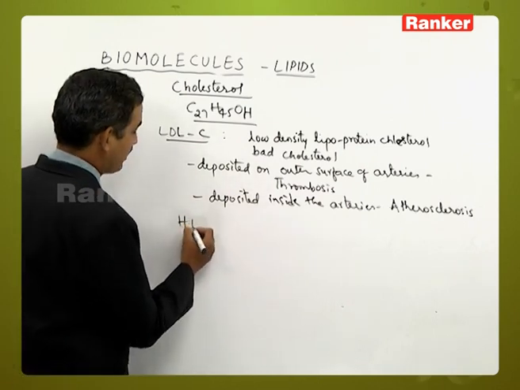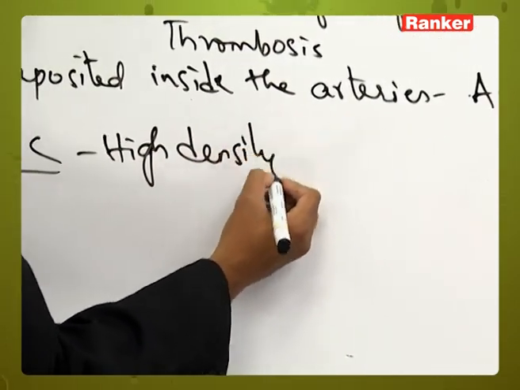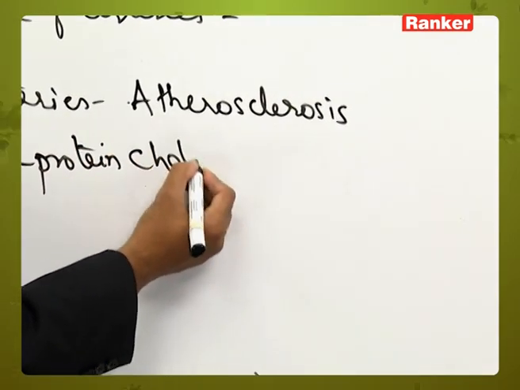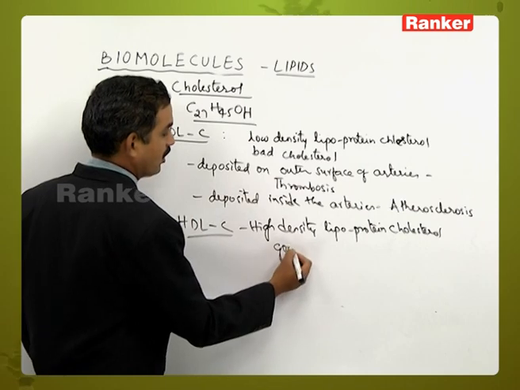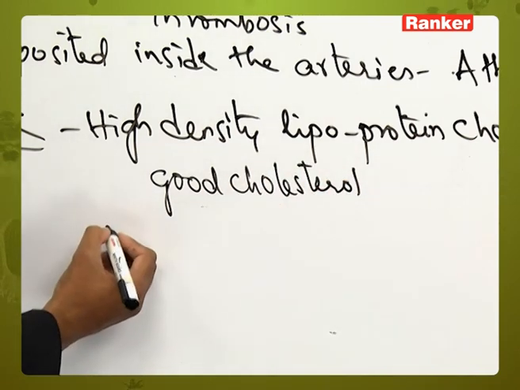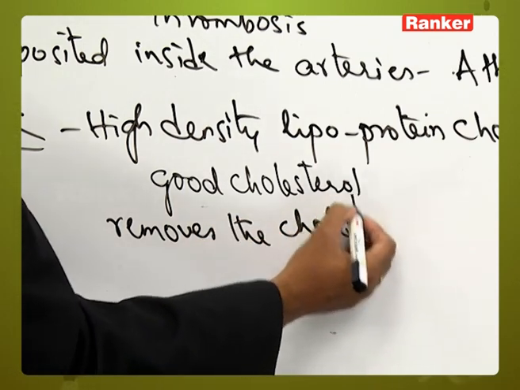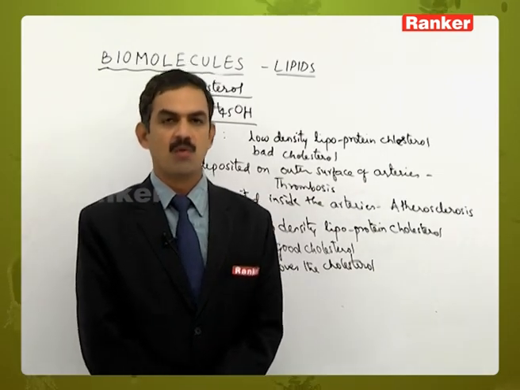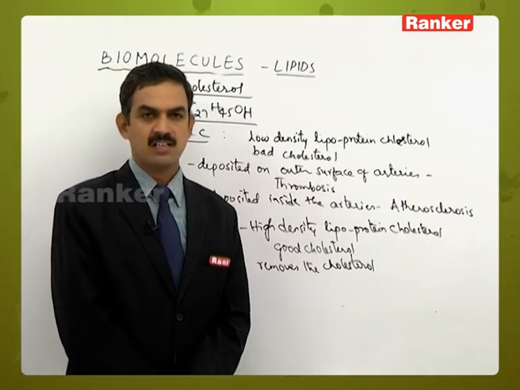Then HDLC, that is high density lipoprotein cholesterol. This is called good cholesterol. Why it is called good cholesterol is because it removes the cholesterol from the arteries. Likewise two types of cholesterols are present, and these cholesterols are generally water insoluble, which are present inside the arteries of human beings.